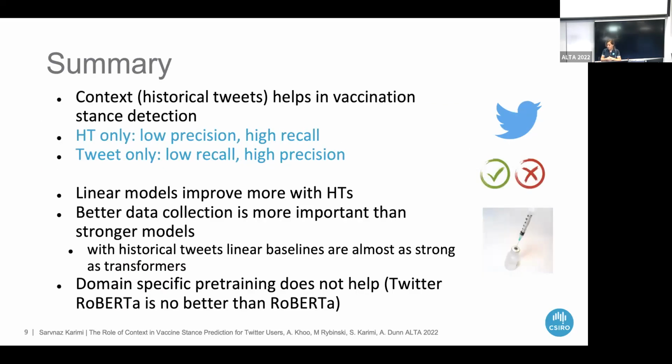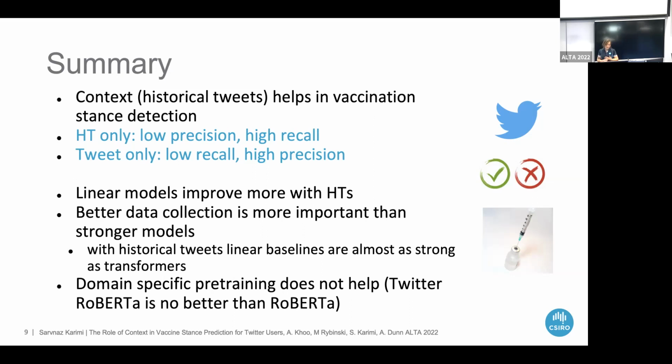So this is basically the summary of what we've done. From those results, the context actually helps. So it helps to collect that sort of data if we are looking at this problem. Historical tweet only was low precision. Obviously, we don't have the actual tweet we want to find the stance for, but it had a high recall. And if we use only tweets themselves, we have low recall but high precision.